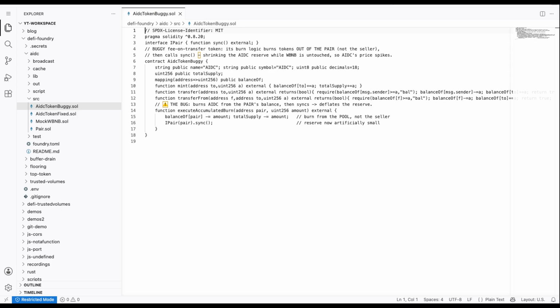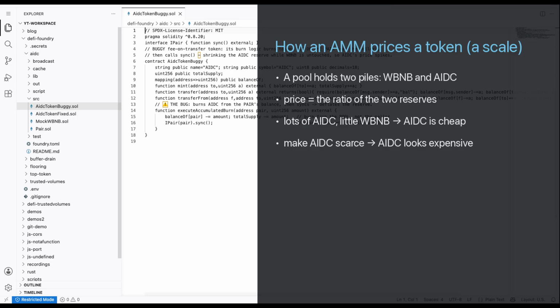Price manipulation sounds abstract, but it's very physical once you see it. A visual helps. Here's the mental model. An automated market maker is like a balance scale holding two piles of coins, here WBNB and the token AIDC. The price is just the ratio between the two piles. If there's a huge pile of AIDC and a small pile of WBNB, AIDC is cheap. But if you could suddenly shrink the AIDC pile, AIDC would look rare, and the pool would pay out far too much WBNB for each one.